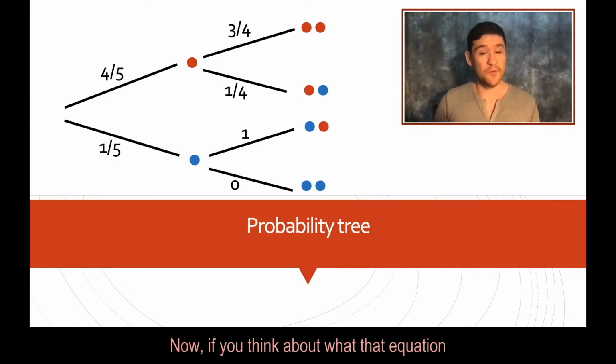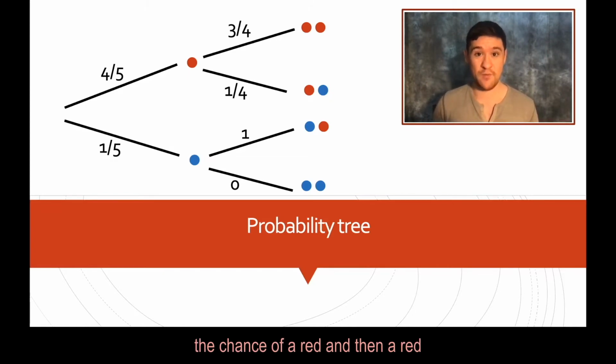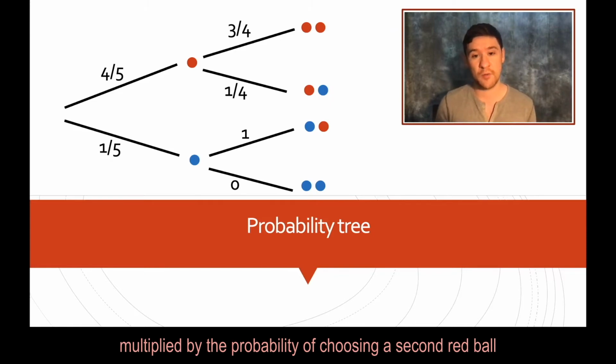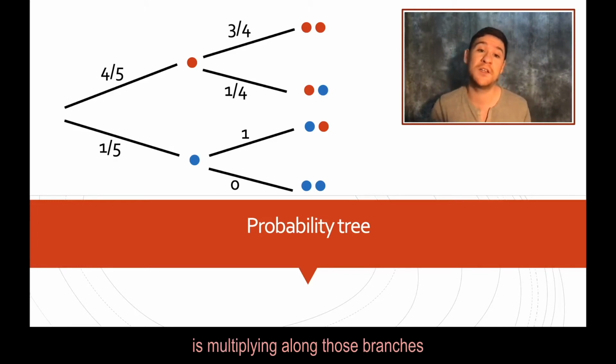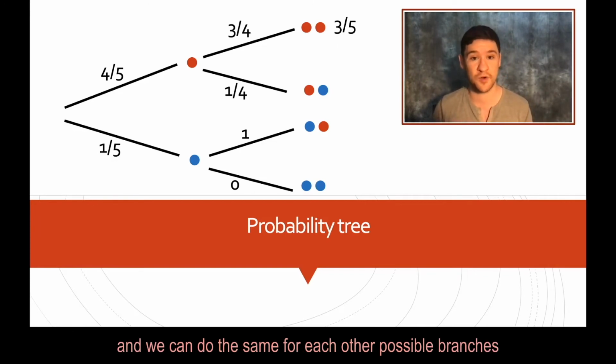Now, if we think about the equation we've been using throughout this, the chance of a red and then a red ball being chosen is the probability of choosing the red ball multiplied by the probability of choosing a second red ball once the red ball has occurred. So now all we are doing is multiplying along those branches. 4/5 multiplied by 3/4 is 3/5, and we can do the same for each of the possible branches.